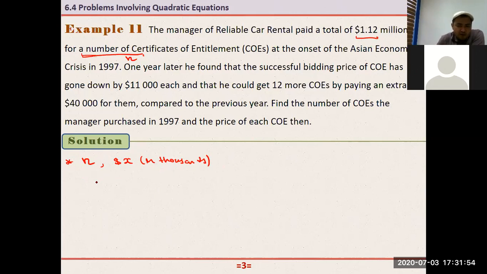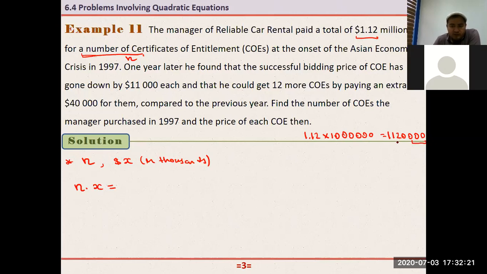So what will be our equation here? Then here we have N times X, right? Let me just omit the thousand. Here we have 1.12 million, which means 1 followed by 6 zeros. That's equal to 1 1 2 followed by 4 zeros. 1 2 3 4. So if I just write this in thousands, that means here we have how many thousands?